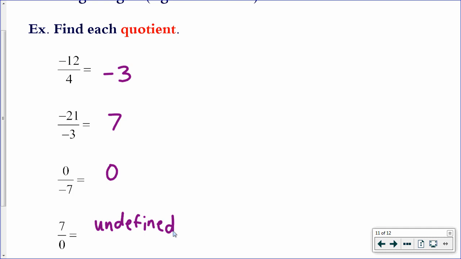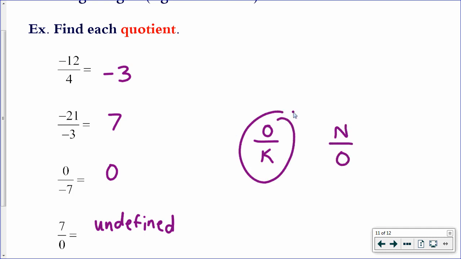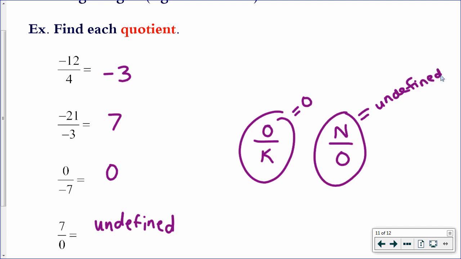If you're having a hard time remembering when it's okay to divide by 0, or when it's okay to have 0 in a division problem, I saw something cute once on the internet that said this. All right, this one is okay, meaning it does equal 0. That's a thing. This one is NO, not okay. Undefined, right? So NO and OK might help you remember when it's okay to have 0 in a division problem.